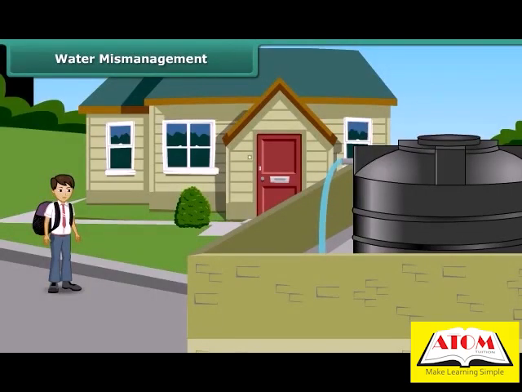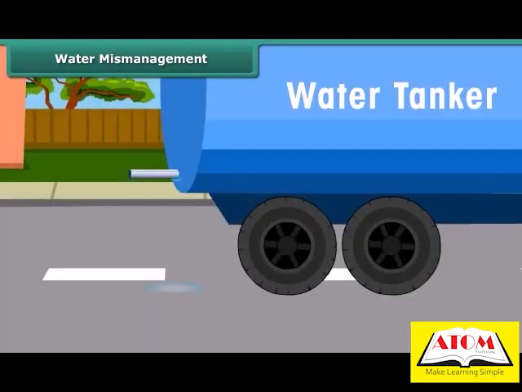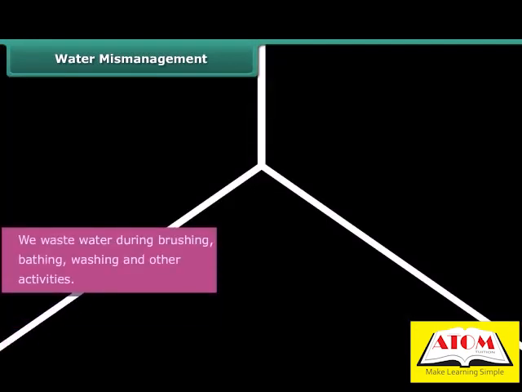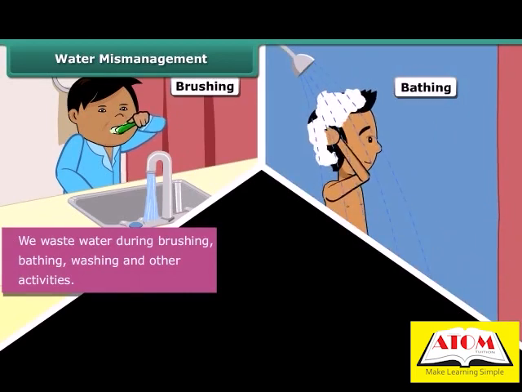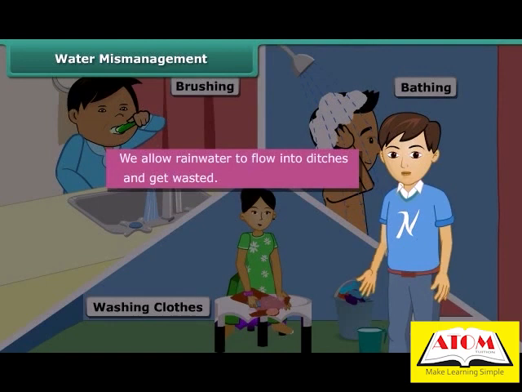On your way to school, you notice water overflowing from the overhead tanks in your locality. You see people using running water to wash their cars. You notice water leaking from a water tanker. All of us, knowingly or unknowingly, waste water during brushing, bathing, washing, and other activities. We allow rainwater to flow into ditches and get wasted. Does this wastage upset you? It should. Fresh water is, no doubt, renewable, but it is finite and gets depleted by mismanagement and indiscriminate use.